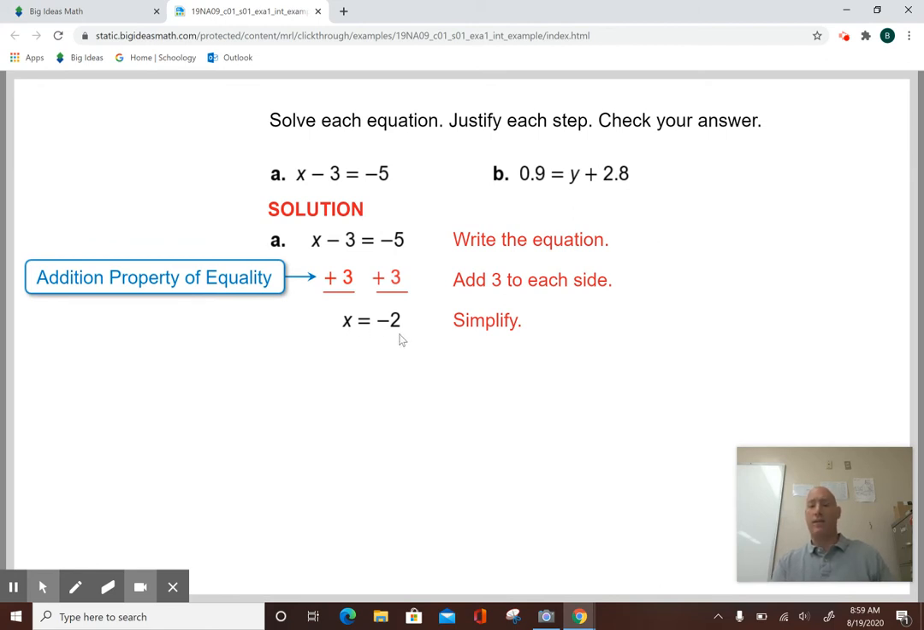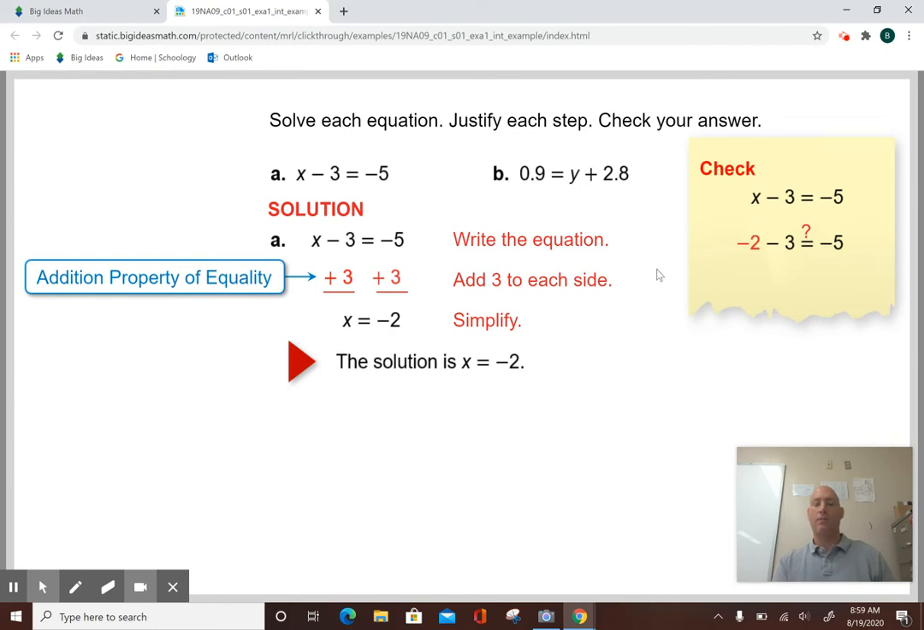But now we're at x equals negative 2, solved. And you check, because remember, the solution to an equation is that which makes it true.